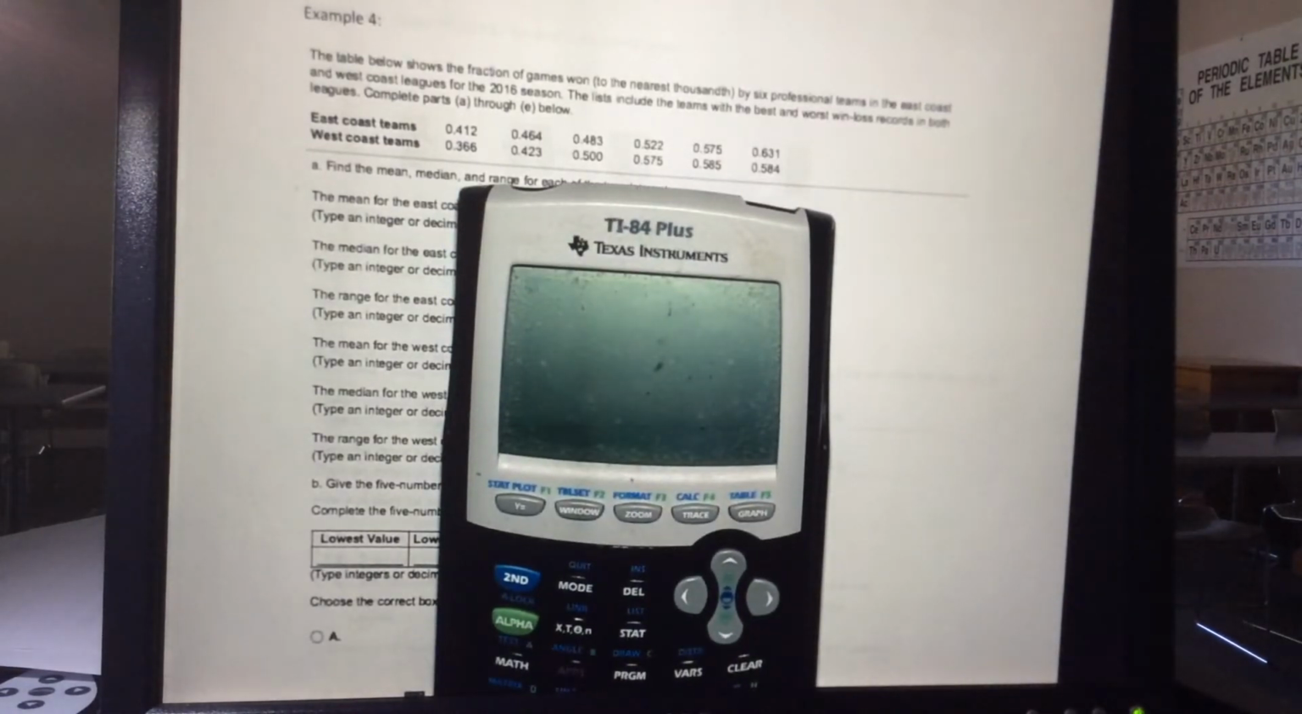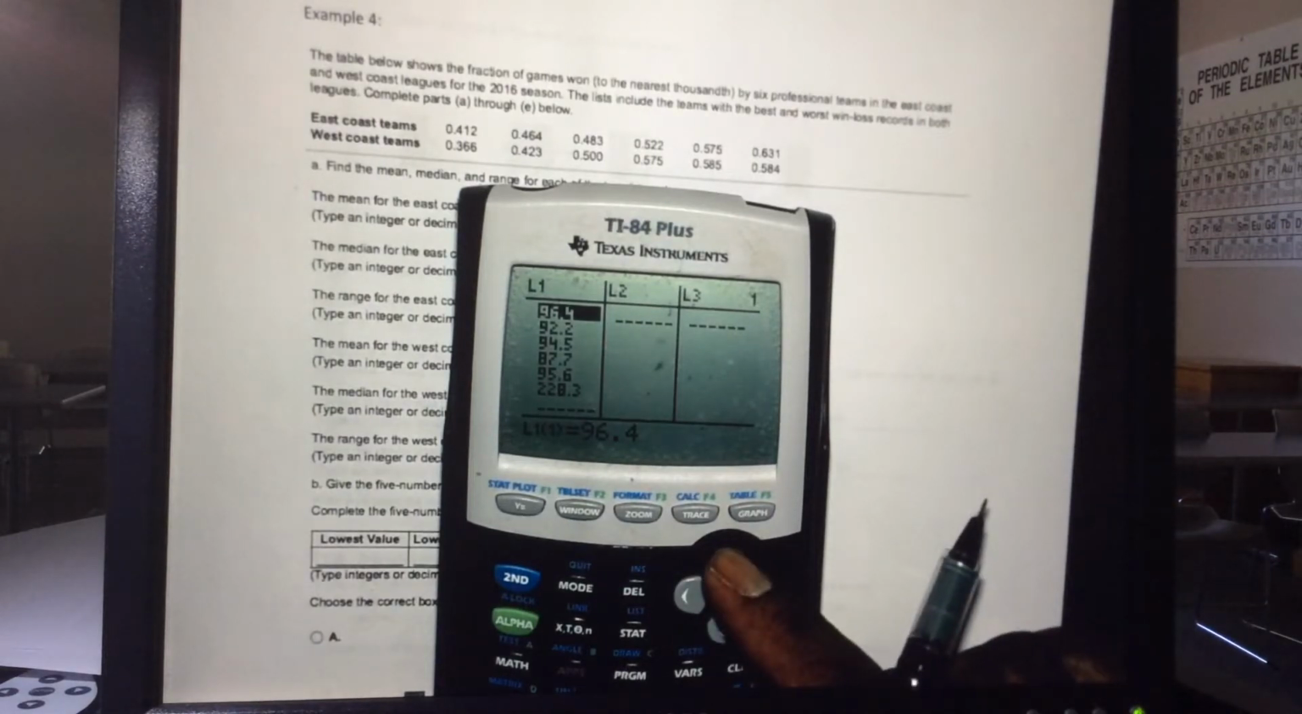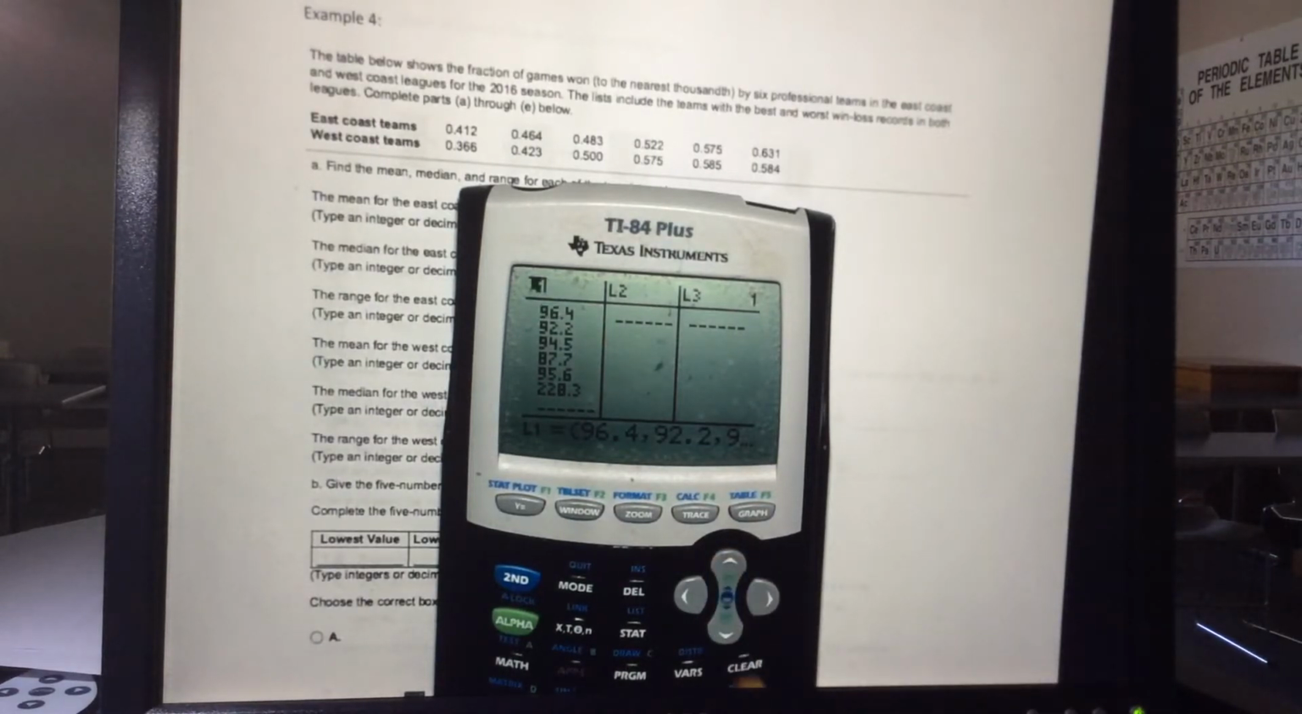All right, let's start off with the East Coast teams. We're going to press the Stat key, select number 1 for edit, and I'm going to go ahead and clear out what's in L1. So use your up arrow key to highlight L1, then press clear, and then enter. Clear it out. Now let's enter the data values for the East Coast teams. This will be 0.412, and then enter.